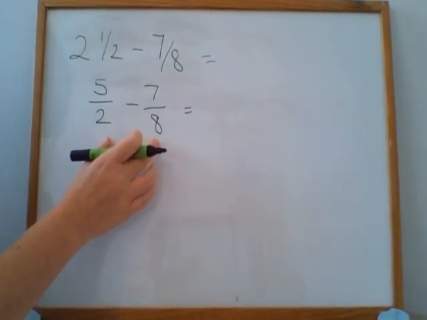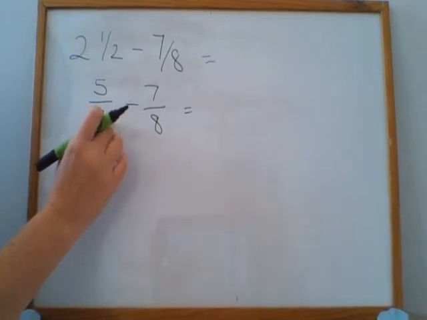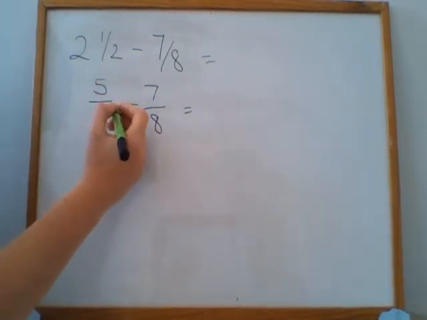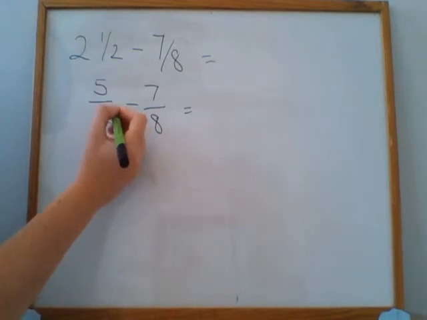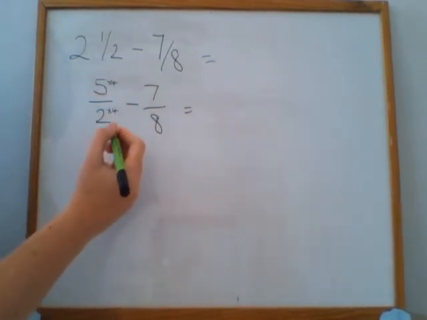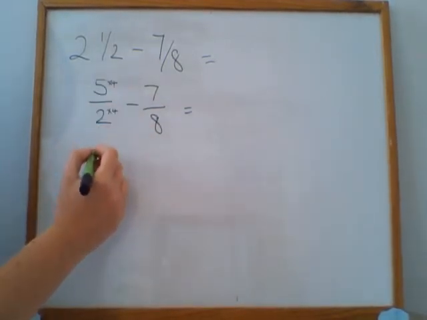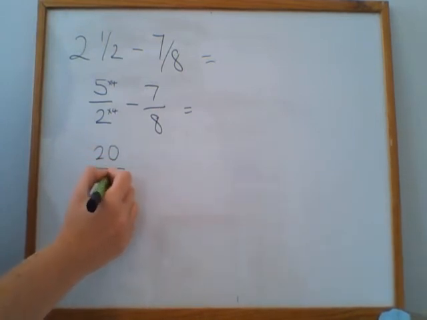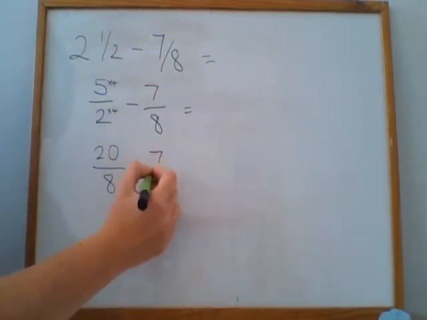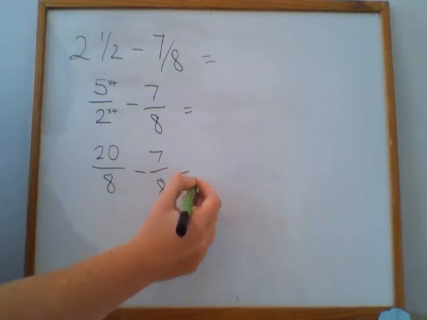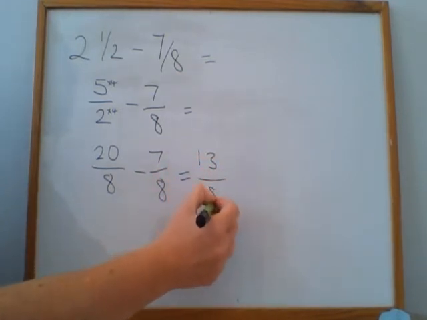So the most obvious way to make these the same is to change this, so we get them both in 8s. To change this to 8s, I need to do the same to the top and the bottom. So I times both of them by 4. So I get 28, take away 7/8. And I'm left with 13/8.